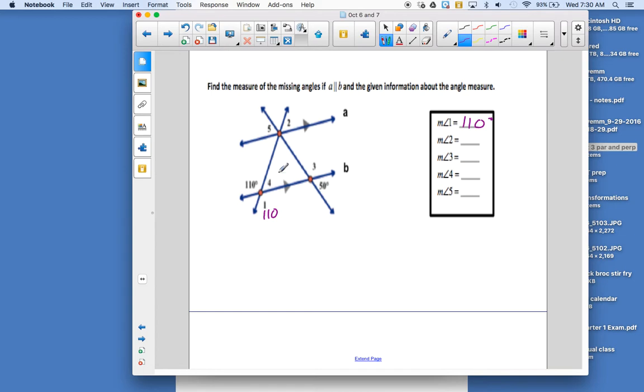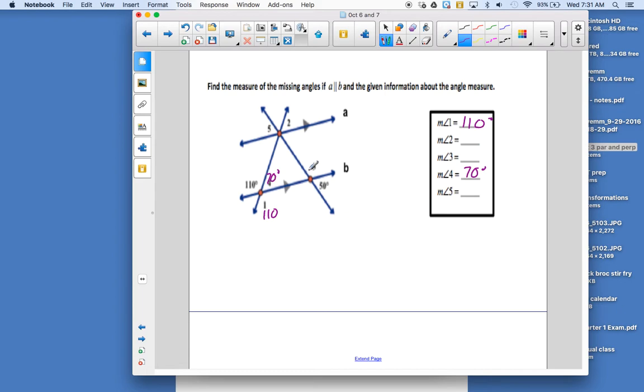Angle 1 and angle 4 are linear pairs, so they must add up to 180. So angle 4 is 70 degrees. I'm going to write that in my diagram right there. Okay, so let's look at the parallel lines. Let's see, I've got 180 there. I've got 1, which is same side as angle 2, so that maybe doesn't work.